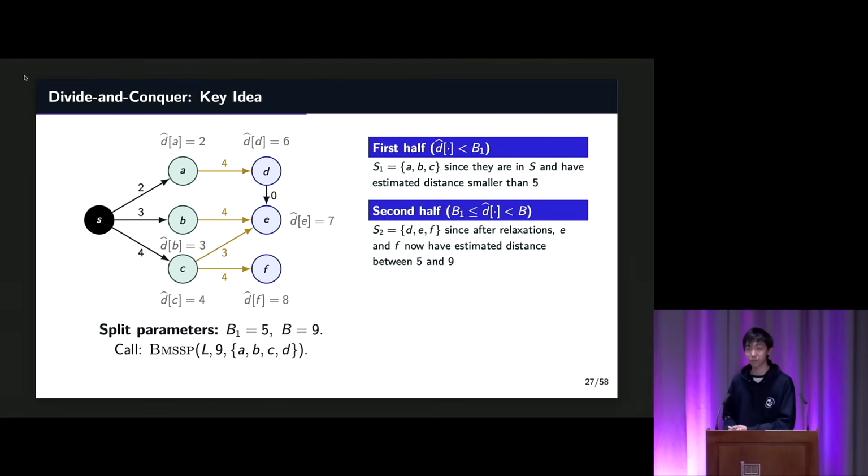However, we also need to include vertices E and F because after we perform the relaxation step, the distance estimates of E and F are now 7 and 8, which are between 5 and 9, so we want to include them in S2. So as a result, S2 would be equal to D, E, and F, and we complete all of them in the second recursive call. So that's the high-level idea of the strategy.